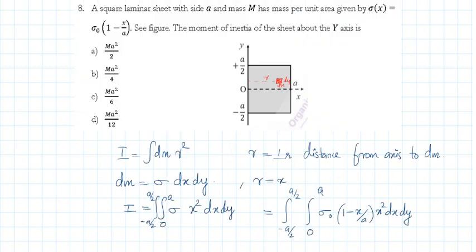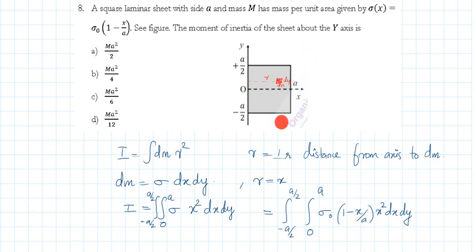The next question is to find the moment of inertia. A square laminar sheet with side A and mass m has mass per unit area given by sigma of x equal to sigma 0 into (1 minus x by a). The figure is also given. The moment of inertia of the sheet about the y-axis is.